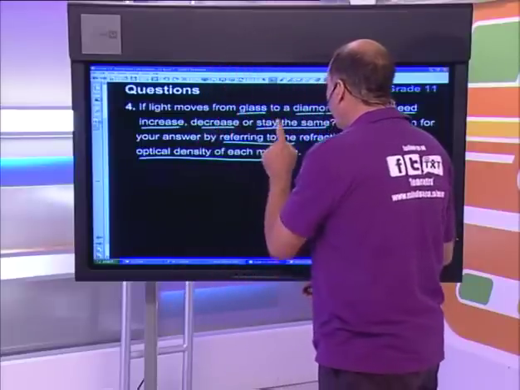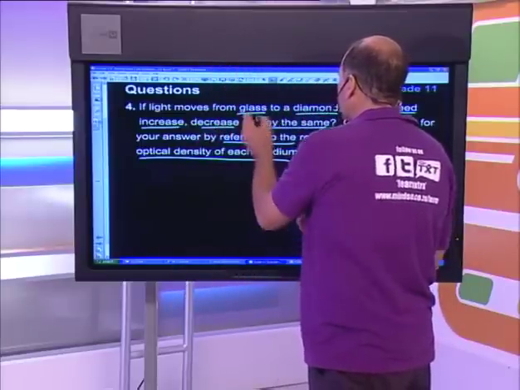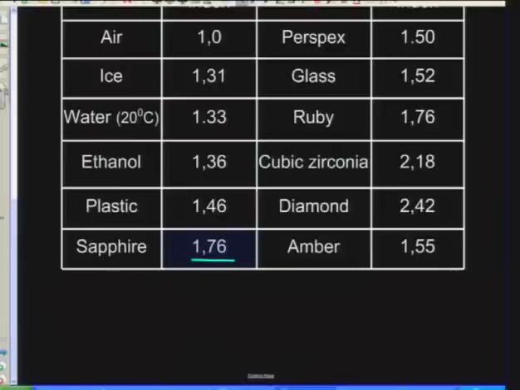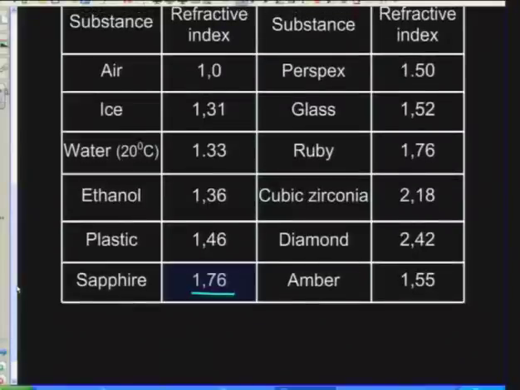Okay, so guys, that's really important. We've got to take the data and look at them very carefully. So let's go to our table. We want the refractive index of glass and diamond. Where's our table of refractive indices? There they are. And I can see diamond over here, at a value of 2.42. And glass, where's glass? 1.52. So glass is 1.52 and diamond is 2.52.